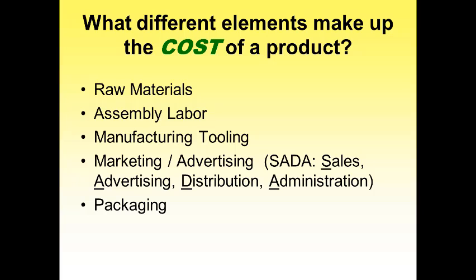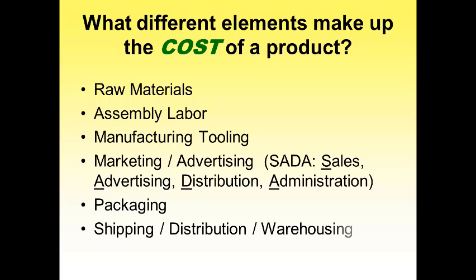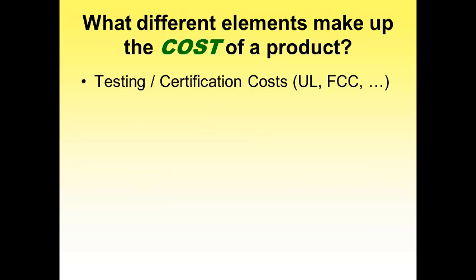The packaging of a product, that's also something we have to not only pay for, but probably design and have manufactured. Again, there's the cost of shipping things from the manufacturing site to our warehouses, from the warehouses to the stores that they're going to be sold at. Paying for that trucking, those warehouses, that's all part of the cost of a product.